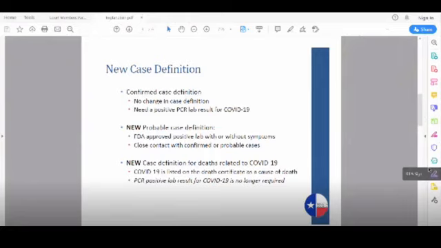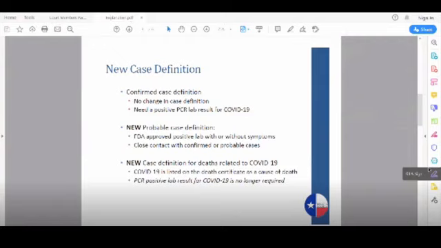But now they've added a probable case definition. So that still gets counted towards the case count. It's different. It's not confirmed. It's probable, but it's still a case. Meaning if you use another testing method, not PCR, and if you have close contact with a confirmed or probable case, and you did lab work that was not a PCR, you could be considered a case with or without symptoms.